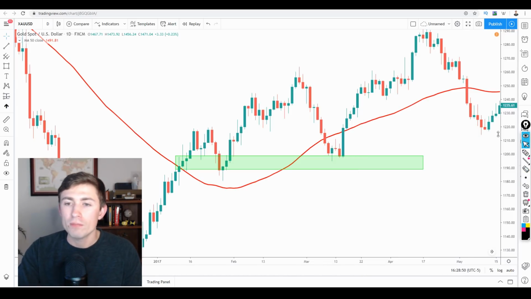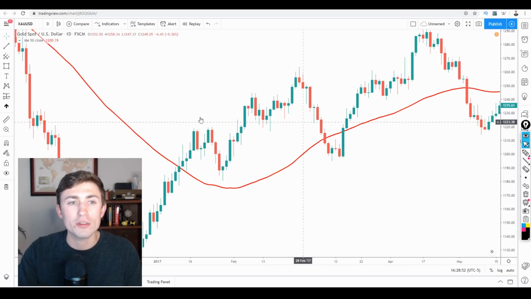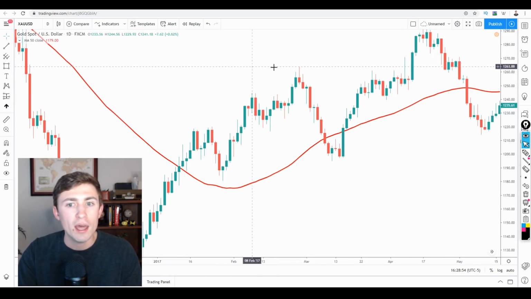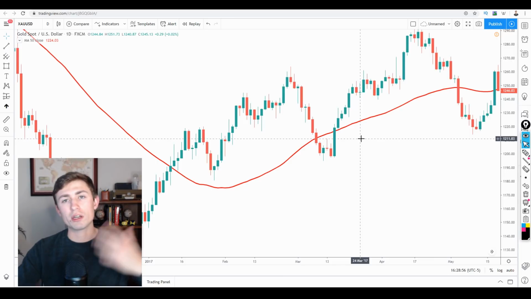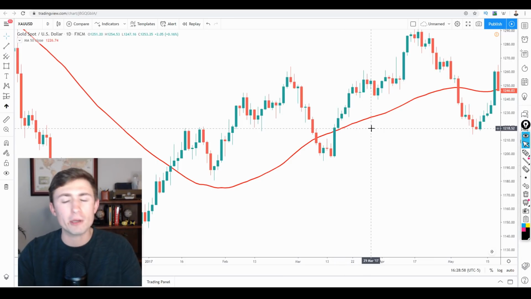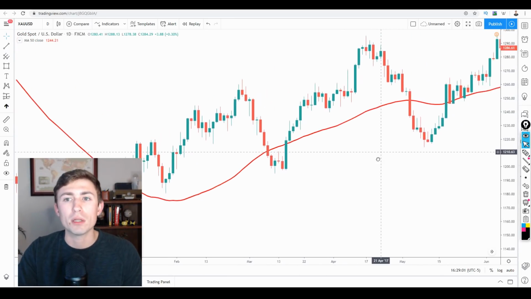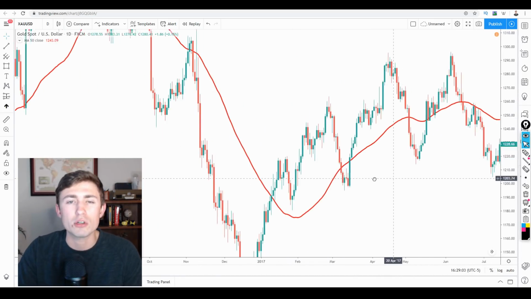Here's another example. You could add a trend filter. I have here on the chart a 50-period SMA. What you could do is say that you're only going to look for buy trades above the 50-period and only going to look for sell trades below the 50-period. That's another thing that you could look for, right?